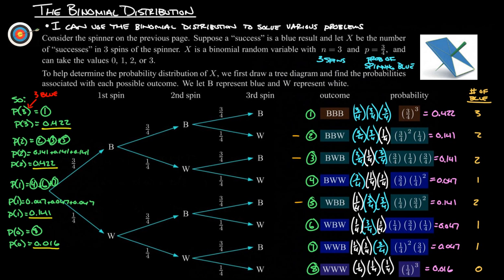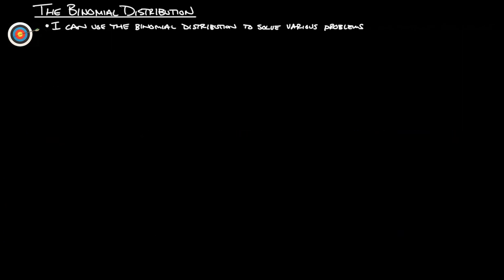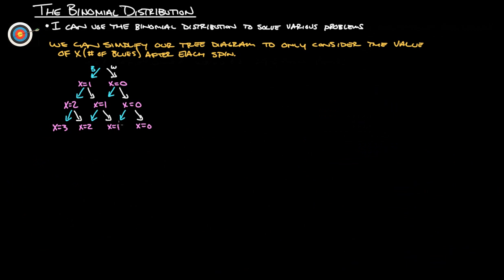Okay, and we're going to take a little bit closer look at this. We can actually simplify our tree diagram to only consider the value of X, the number of blues, and then just assume that the other ones are failures, which in this case is white, after each spin. So our tree diagram could be like, here's where we start. The first spin can either be blue or white. So this would be blue. And then the second spin, if the first one was blue, we could either get blue or white on all of those branches. Hopefully you'll recognize that.